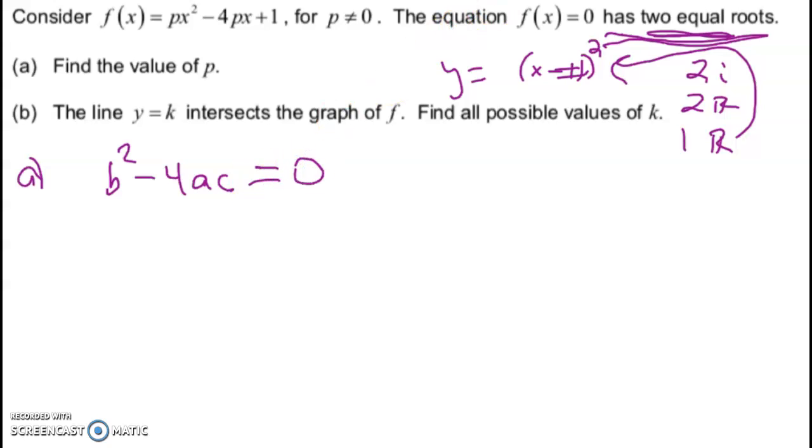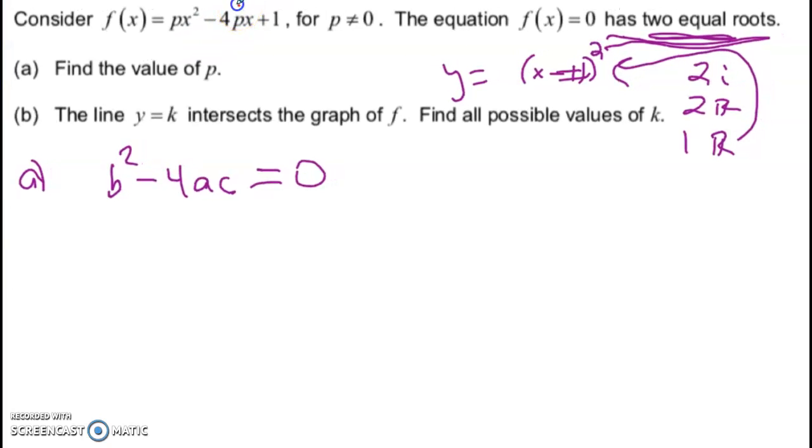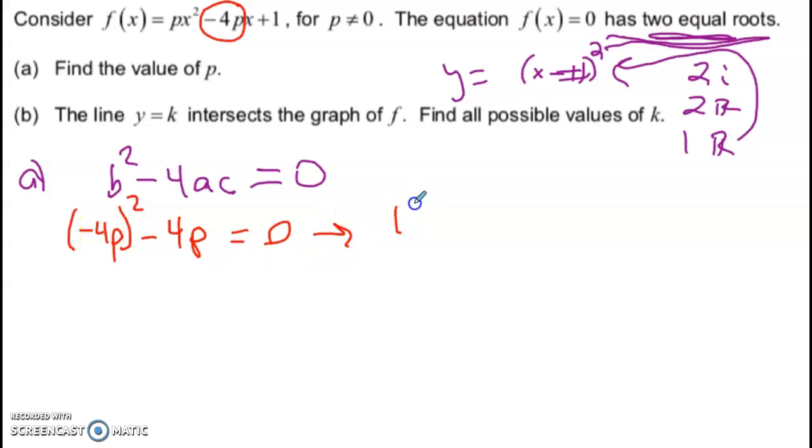If that has to equal 0, then I can come up here. This is my b value, and this was the mistake a lot of people made: negative 4p is your b value. So that has to be squared, minus 4. A is p, c is 1, so I'm not going to write it. That has to equal 0. What happened is a lot of you chose not to square the 4. So this would actually get me 16p squared minus 4p equals 0.